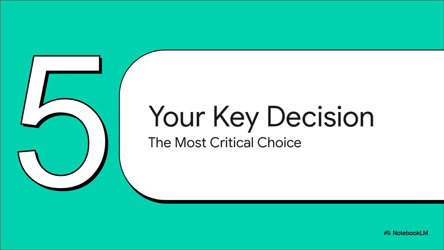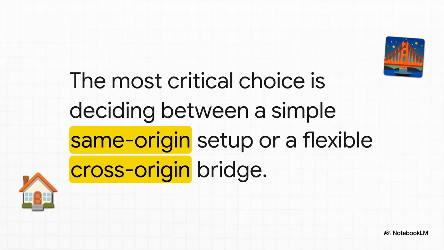So after all that, what's the one thing that really matters? What's the single most critical decision you have to make? It really boils down to this. Your choice between forcing a same origin setup or building for cross-origin communication from day one will have the biggest impact on your player's architecture, its complexity, and your development timeline. Same origin is simple, it's fast. Cross-origin is way more flexible, but it requires a lot more engineering to build that communication bridge correctly.